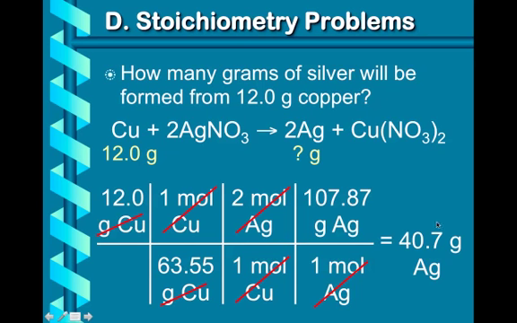Remember, you need to have the proper number of significant figures. We have 1, 2, 3. That's our least amount of significant figures, so we have to have 1, 2, 3 significant figures in our final answer, in grams of silver.